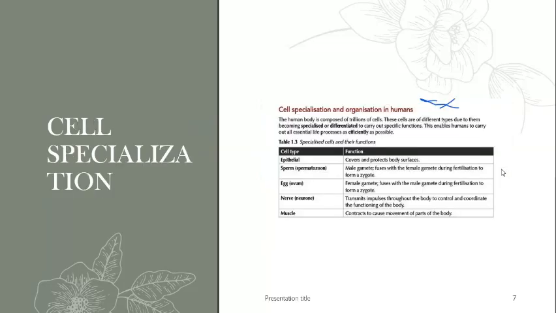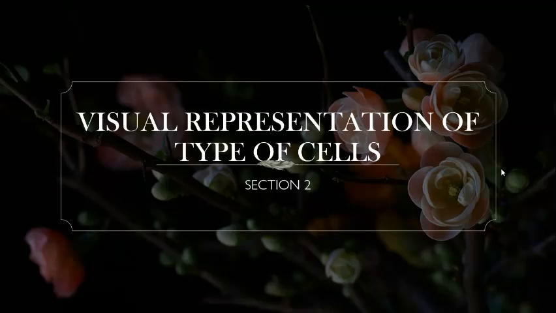So let's look at cell specialization. You guys could see that on the screen. The human body is composed of trillions of cells. These cells are of different groups, which create specialization, such as the epithelial cells, sperm or spermatozoa, the egg, nerve cells, and muscle cells. All of these are created through specialization.